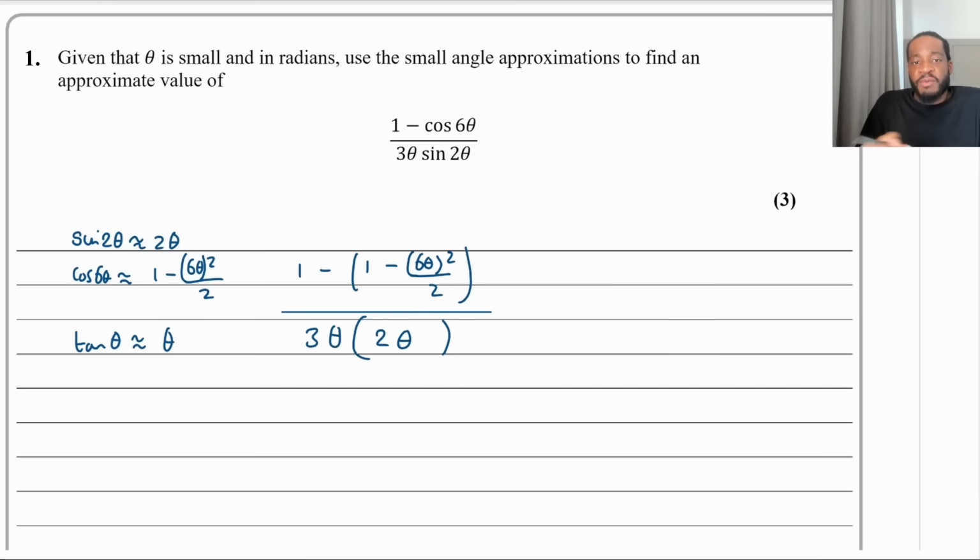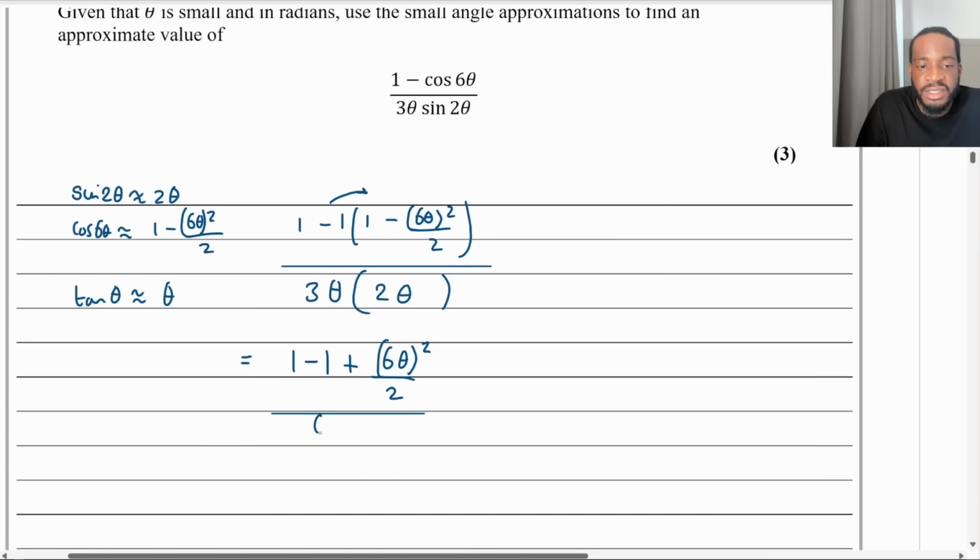From here we just tidy up. The numerator, that's a minus 1, so just expand that bracket: it's going to be 1 minus 1 plus (6 theta) all squared divided by 2. On the denominator we're going to have 3 times 2, which is a 6, and then theta squared. From here the numerator 1 minus 1 is 0, and then (6 theta) all squared is 36 theta squared, so I'm going to have 36 theta squared divided by 2.